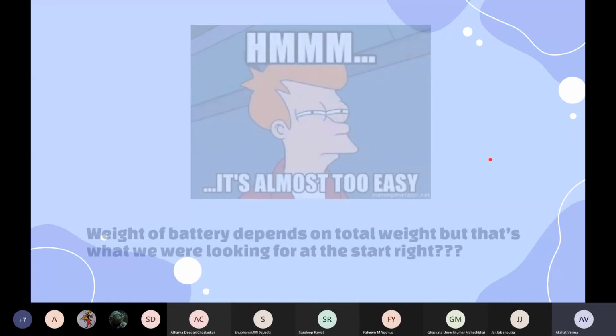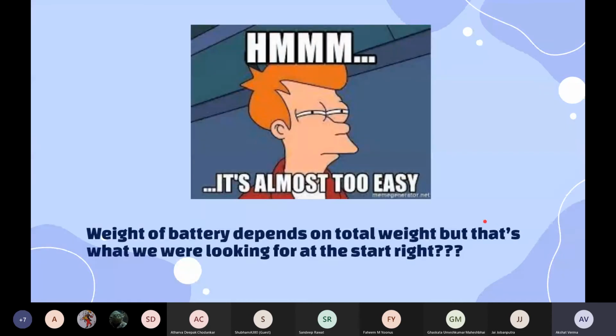If anybody has any doubt in this part, you can unmute and ask, because we are going to see its implication in next few slides. Okay, I'll wait for a second here. Okay, so I see no doubts. Let's move forward.